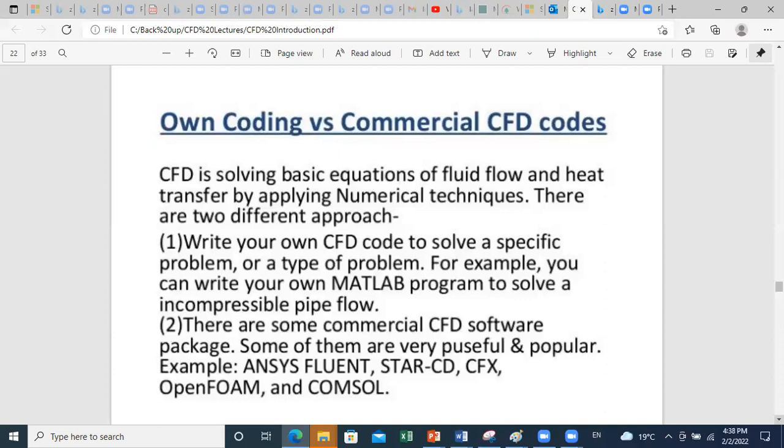And we have different approaches, as we already said. We use developed commercial codes, or we write our own codes. So you can use software such as C++ or MATLAB to write your own program in case you have a certain problem that is not very complex.